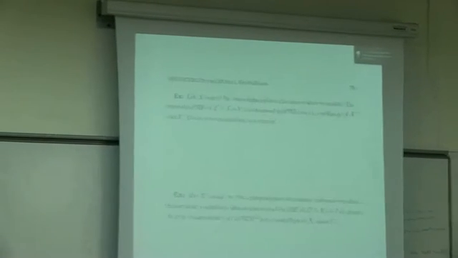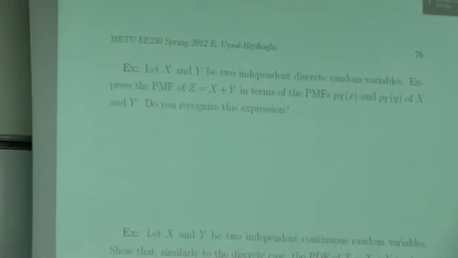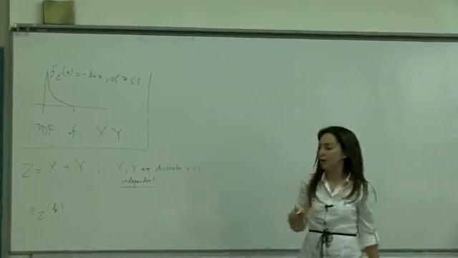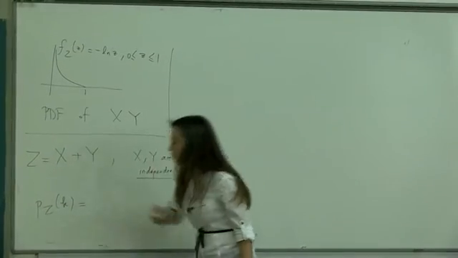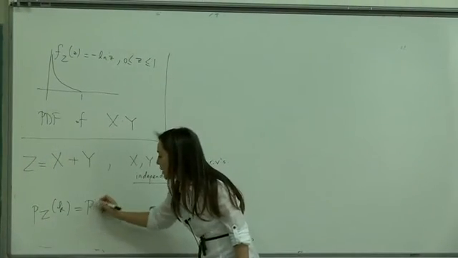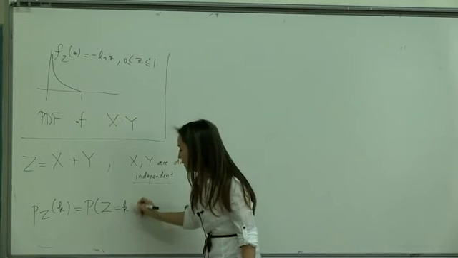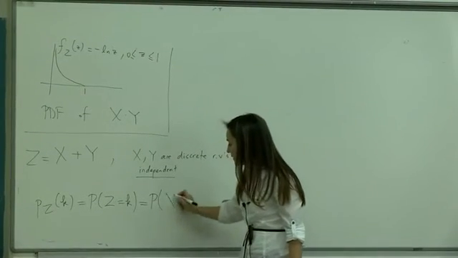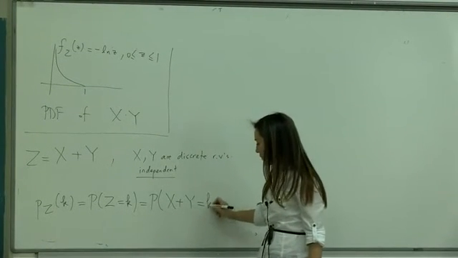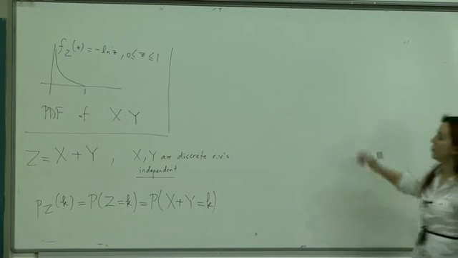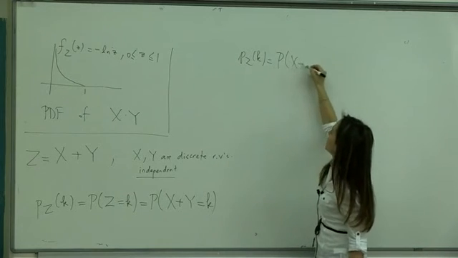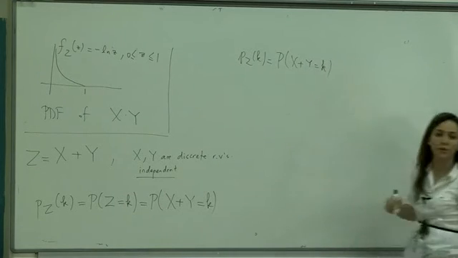Okay? I want to write down the probability mass function of z, pz of k, in terms of the probability mass functions of x and y. Pz of k is nothing but the probability that z is equal to k, which is the probability that x plus y is equal to k. So, to find pz of k, I need to be able to compute the probability that x plus y is equal to k. How do I do this?